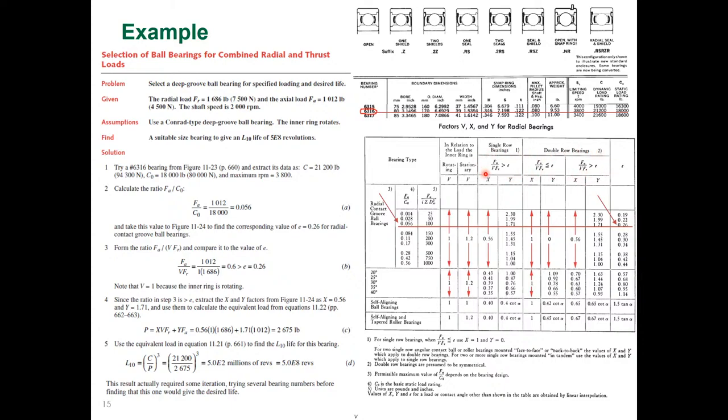Okay, and then what we do is we have these different cases of these parameters and their relationships to E. Okay, so we have a single row bearing. So we'll have this case here, and we need to see if it's greater than E. So we'll come here and look and see. And we look at the FA, which is this load here, over V times FR. And we calculate that. It's about 0.6, and that's greater than E, which is 0.26. So in that case, where FA over V times FR is greater than E, we'll come down here to that table.